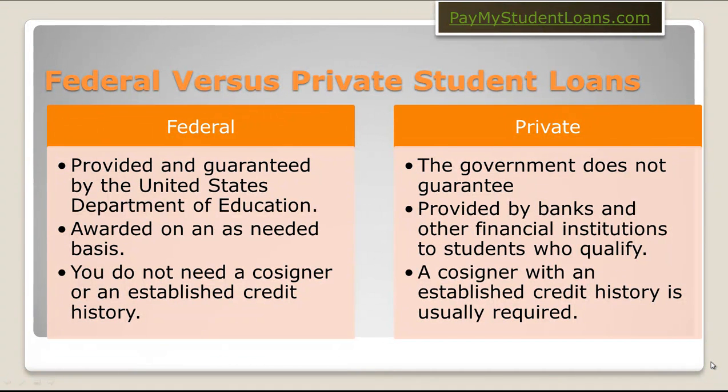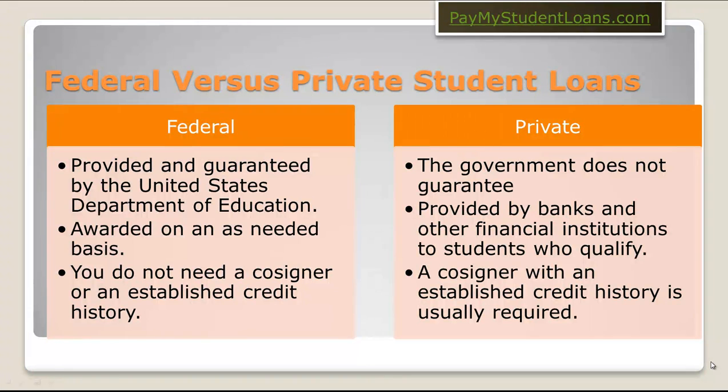So federal versus private student loans, what's the difference? For federal loans, they're provided and guaranteed by the United States Department of Education. They're awarded almost exclusively on a financial need basis, and you do not typically require a cosigner or an established credit history for federal loans.